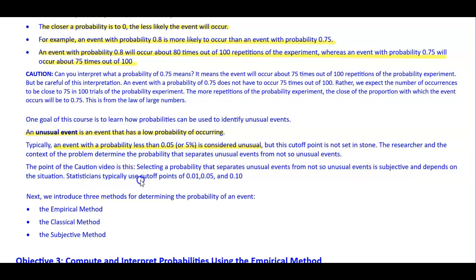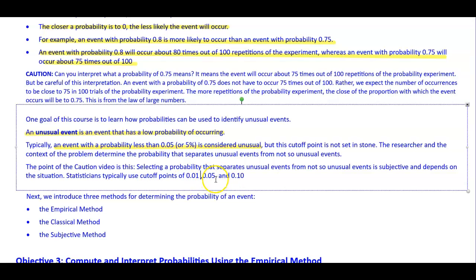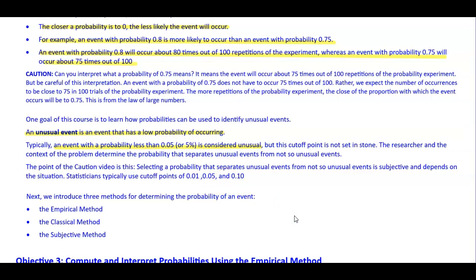Statisticians typically use cutoff points of 0.01, 0.05, and 0.10. In the next objective, we're going to introduce 3 methods for determining the probability of an event: the empirical method, the classical method, and the subjective method.